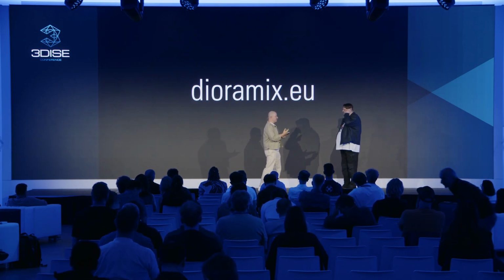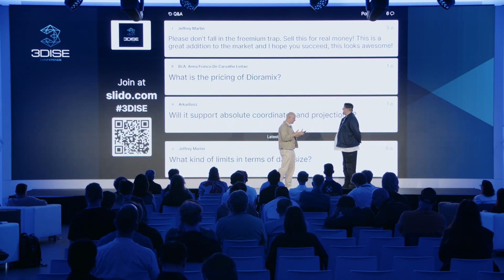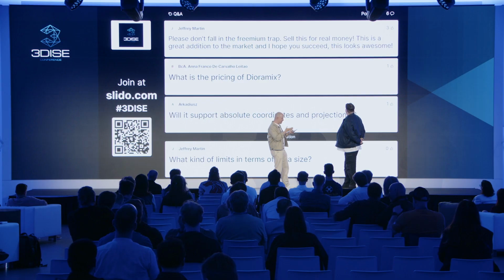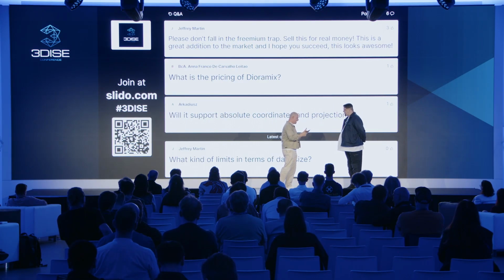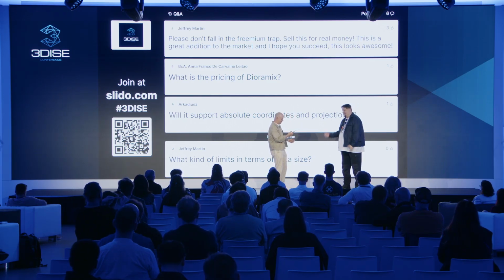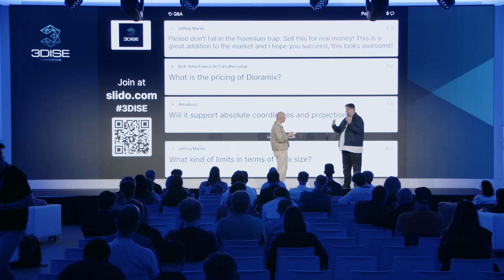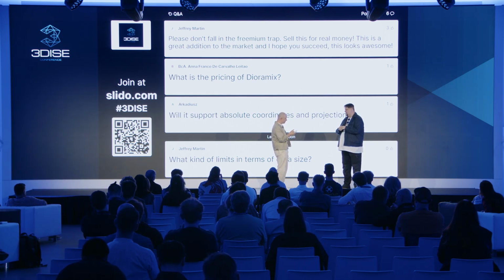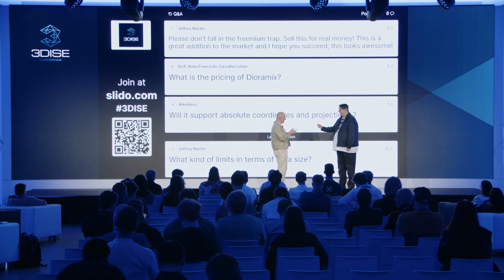Okay, a few questions about the product itself. So Jeffrey says, please don't fall into the freemium trap. Sell this for real money. This is a great addition to the market, and I hope you succeed. So this looks awesome. Based on that, what is the pricing? Is it for free or is it a premium model? I haven't really decided yet, but it's going to be a kind of pay-as-you-go. When you want to export those presentations out, eventually after the beta is closed, then there is going to be some sort of a payment. It's just like when you go to the bus or go to the store. You need to pay before you go.